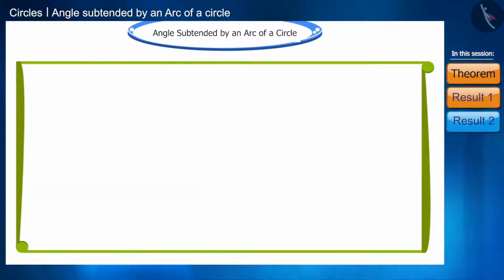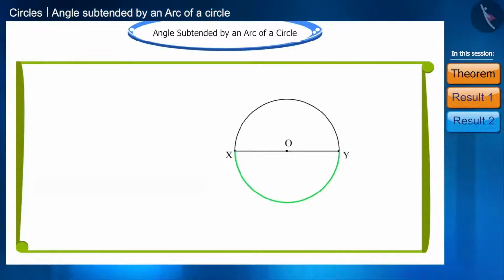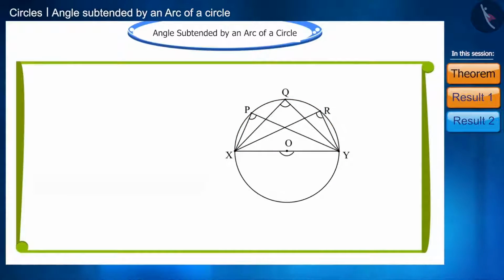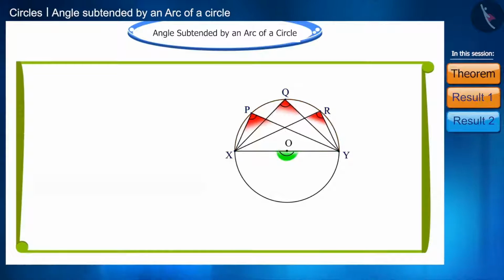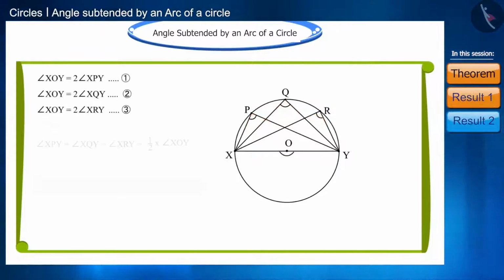If this arc XY is a semicircle, that is, chord XY is the diameter of the circle, then the angle in the remaining part of the circle, that is, this segment, will be formed in this way. And we saw the angle subtended from arc XY to the center, that is angle XOY, is twice the angle subtended at any point in the remaining part of the circle. That is, we can write these angles as such.